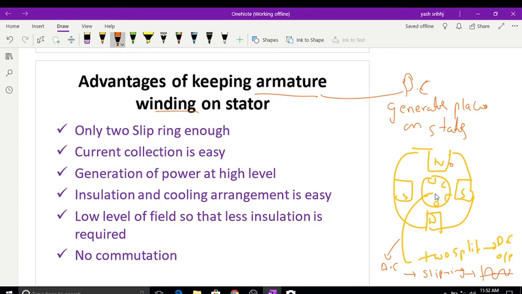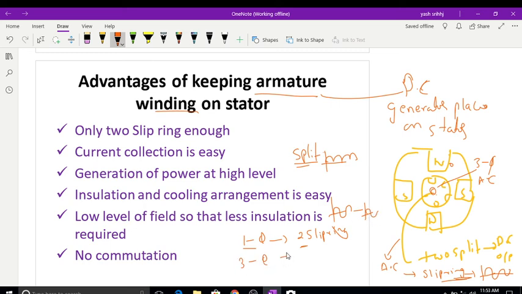In this type of machine, for one single phase, we should use two slip rings. By using split rings, the internal AC is converted to pulsating DC. But slip rings convert internal AC to output that is also AC. For three phase, we should use six slip rings.